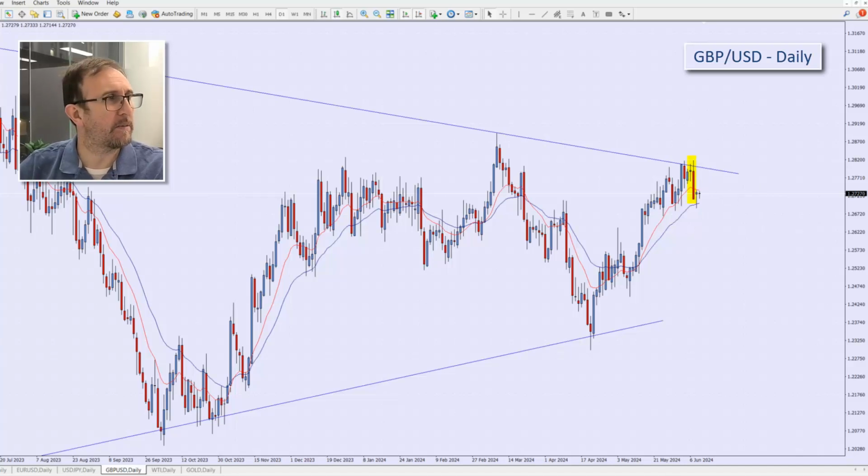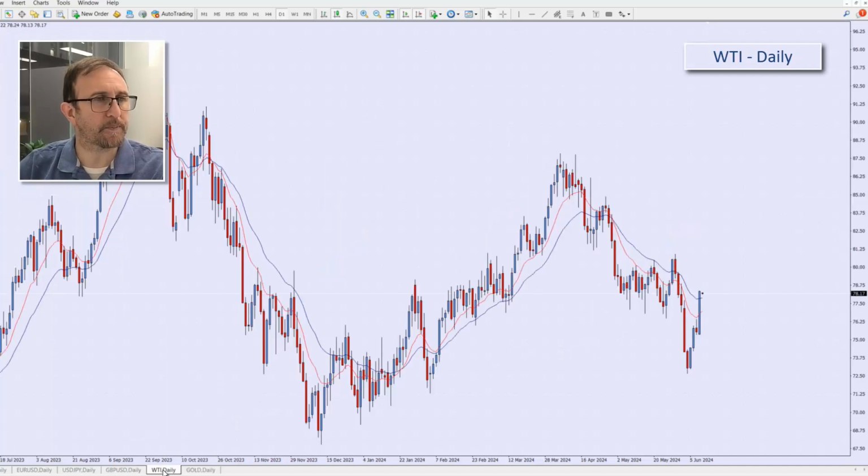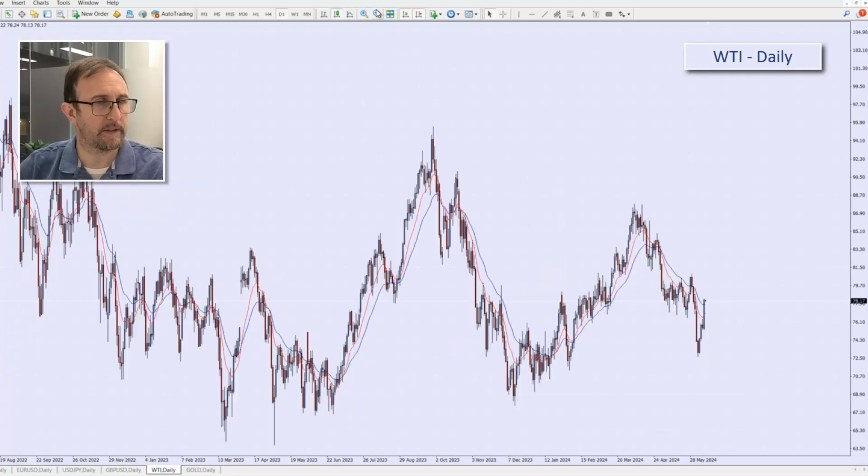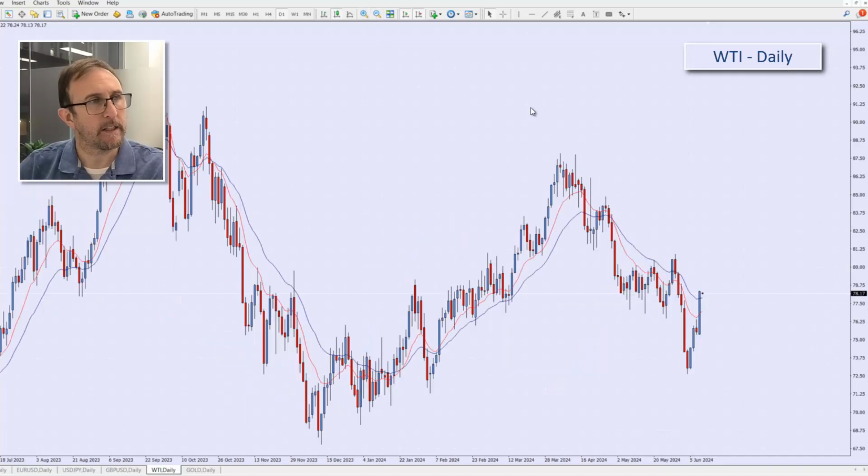So that's a GBP USD, and you would be short on this one, and let's see how this one plays out. Okay, let's move along. Let's have a look at oil. All right, oil, let's have a look what's happening here. Let me zoom out a little bit. Okay, what I can see, I'll just zoom in now.